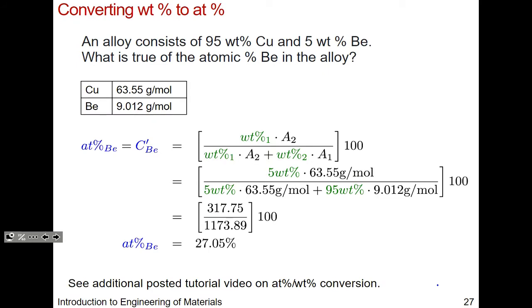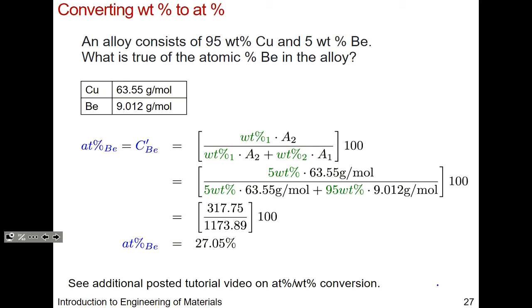I worked out this example ahead so that we can get to a more complex example later on, because I think with this example it's simple enough that you can work on it in your own time without much in-class explanation. But basically, let's say you're trying to weigh out 5 weight% of beryllium and 95 weight% of copper, okay? So how do you convert between weight% and atomic percent?